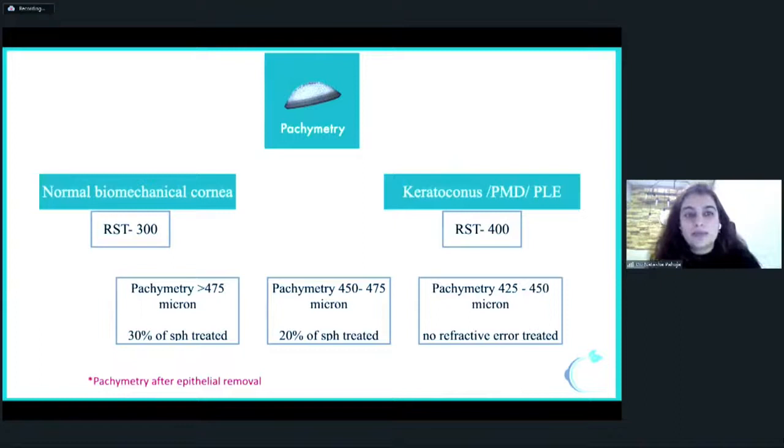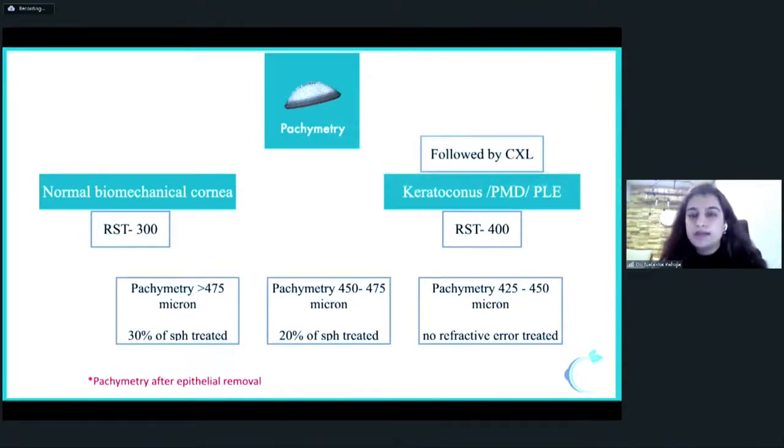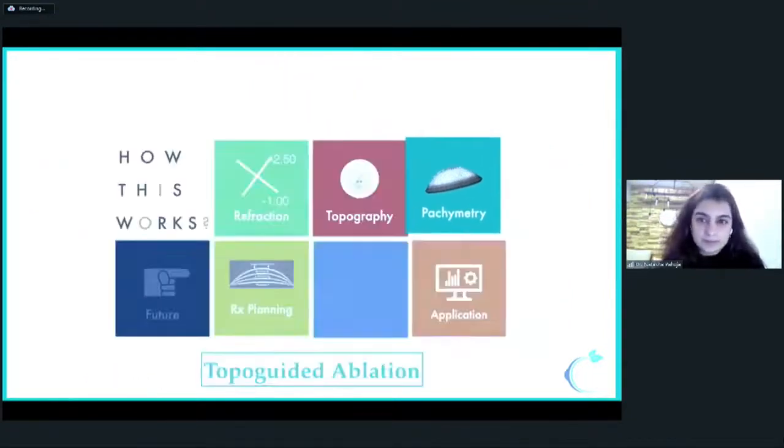Third and the most important aspect is the pachymetry and calculating the residual stromal thickness. If it is a biomechanically weaker cornea, I would keep the RST at 400. But if it is a normal cornea, like a post-LASIK with zone enlargement, we can have an RST of more than 300. Depending on the pachymetry that we have, we can decide how much sphere or cylindrical correction can be done. Most importantly, a biomechanically weaker cornea has to be enhanced with cross-linking.